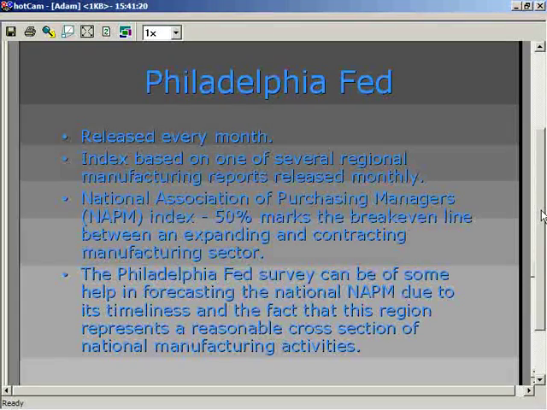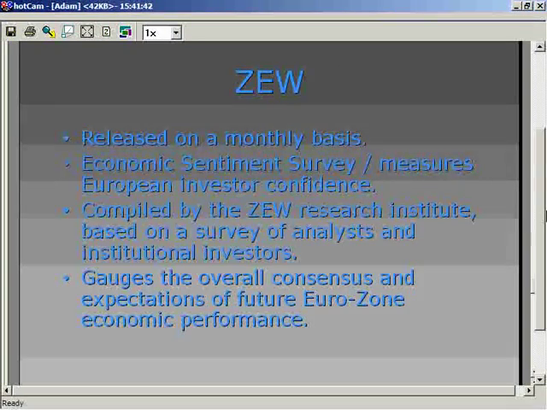Now, the Philly Fed survey can be some help in forecasting the national NAPM due to its timeliness and the fact that this region represents a reasonable cross-section of the national manufacturing activities. And again, above 50 is good, below 50 is bad, and it focuses on manufacturing.